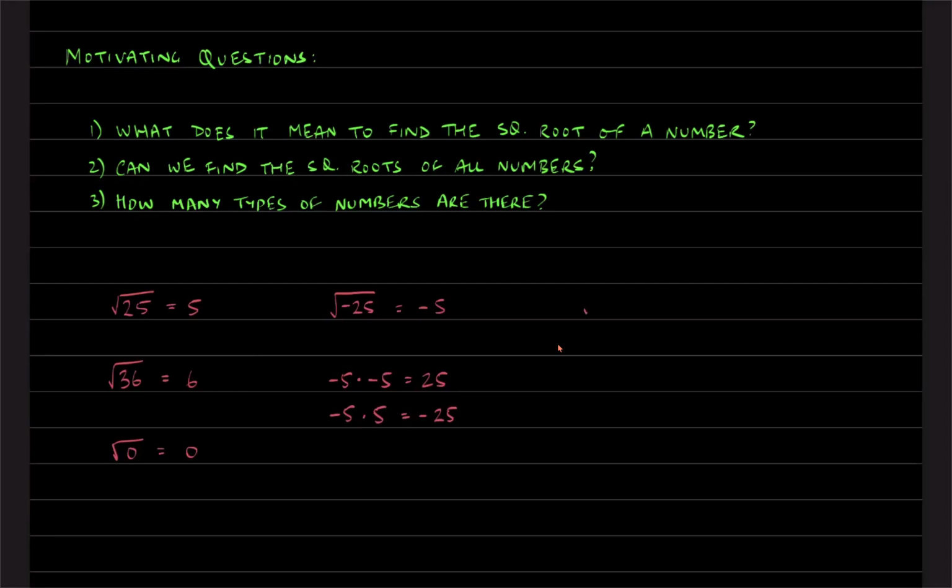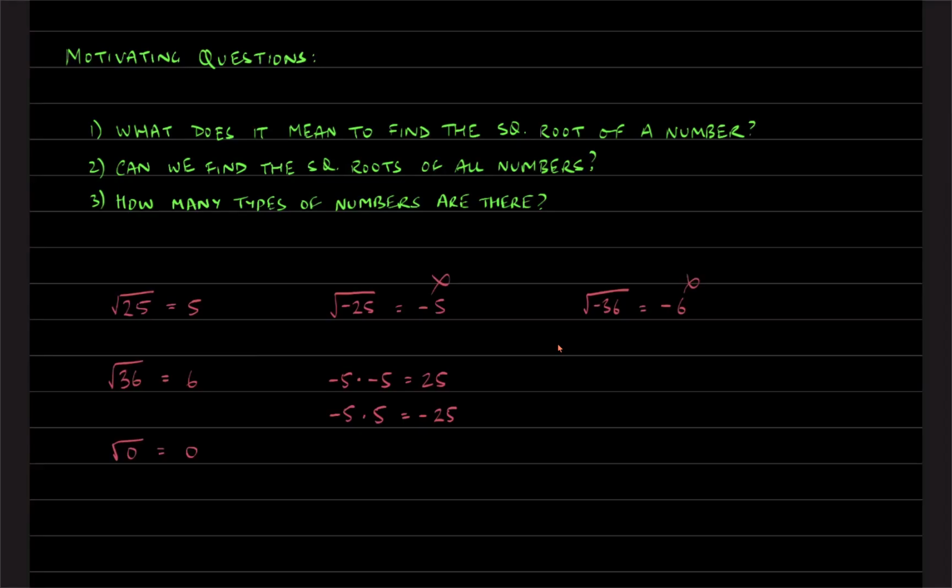Similarly, if we have the square root of negative 36, well, this turns into an issue. You might say negative 6. That would be incorrect because negative 6 times negative 6 is positive 36. So hopefully you can see that there's no one number that you can multiply by itself, being the key part, to get negative 36 or negative 25 as the answer, even though I can find the square root of 25 and 36 with no issues. So hopefully this answers somewhat the second motivating question, which is, can we find the square roots of all numbers?